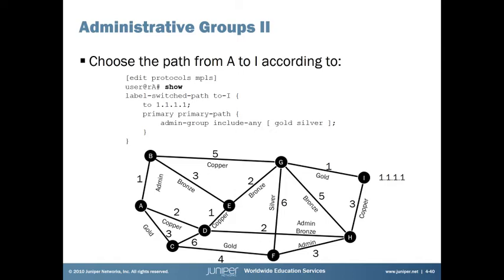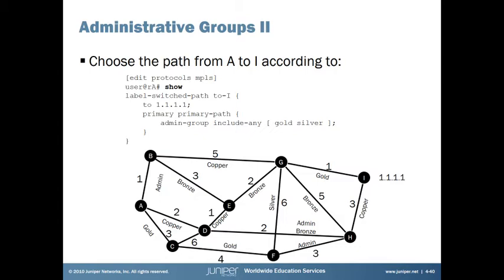Okay. Now, what would happen if we said build a path from A to I, and for our primary path, we're going to use administrative groups, and we're going to include any gold and any silver. So here we are with I.